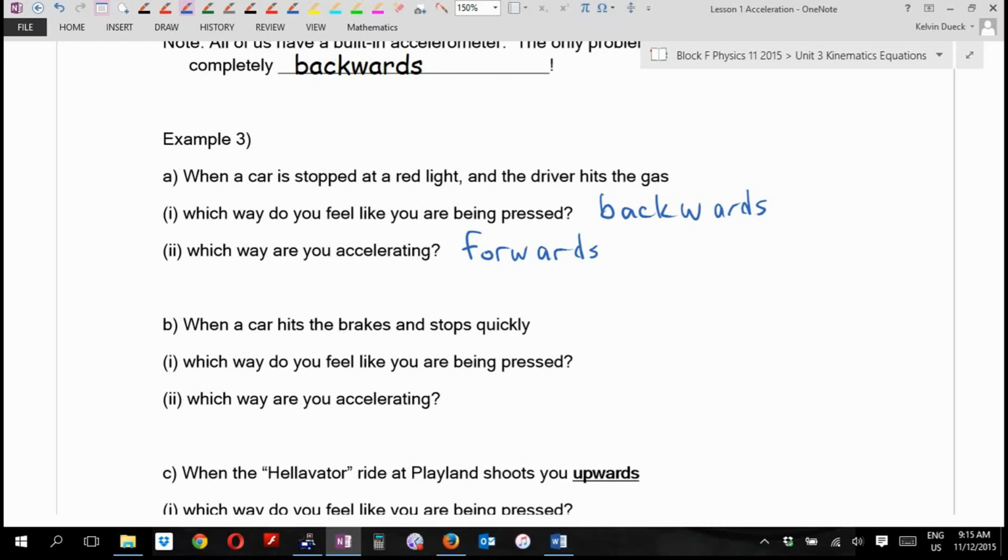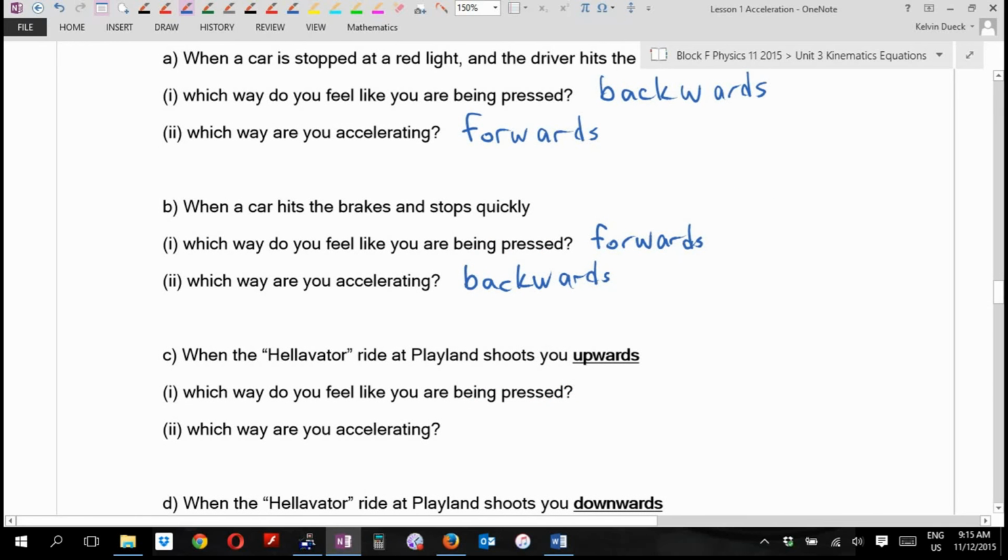Backwards, but which way do you feel like your body's going to get thrown? Forwards. I'm telling you, your body has a built-in accelerometer. It's just backwards. So which way do you feel like you're getting pressed? Forwards, but you're accelerating backwards. That's slowing down.